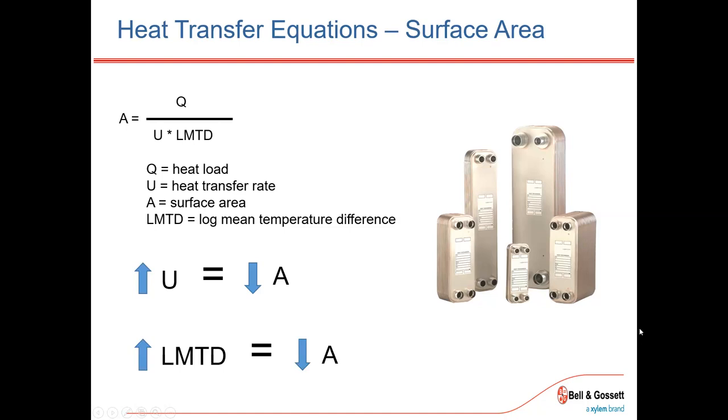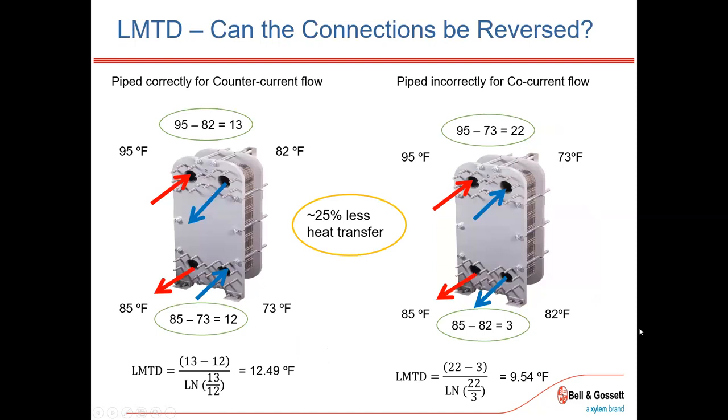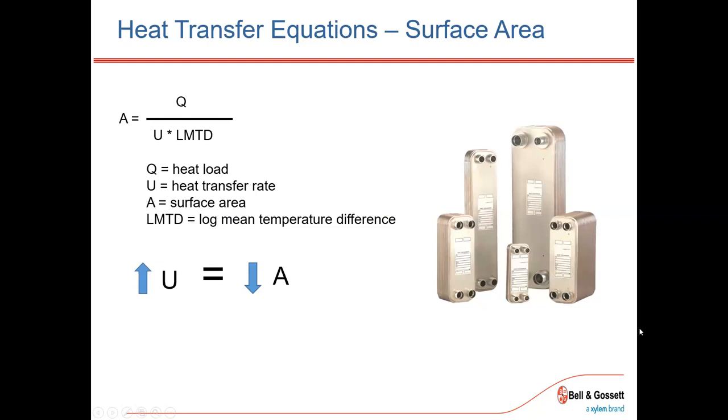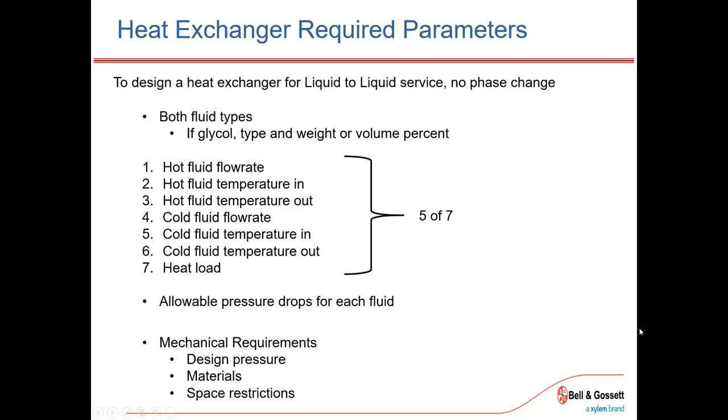Just like if we took a step back, you'll notice that we had that slight reduction in LMTD, but we also provided 25% less heat transfer. So think of it as we increase our heat transfer rate, our area goes down. As we increase our LMTD, our required area goes down. Now, when making a selection, it's more about how we actually go about selecting a unit.